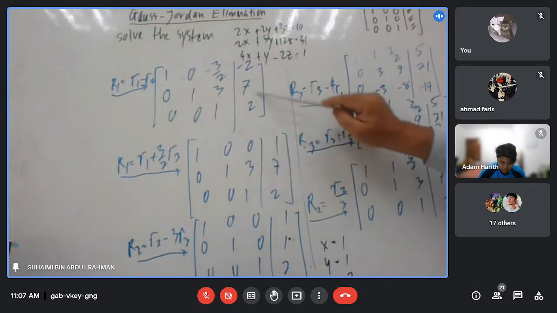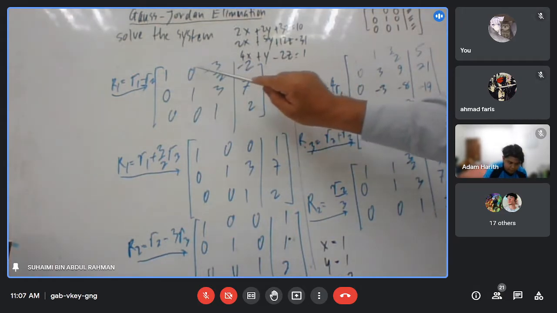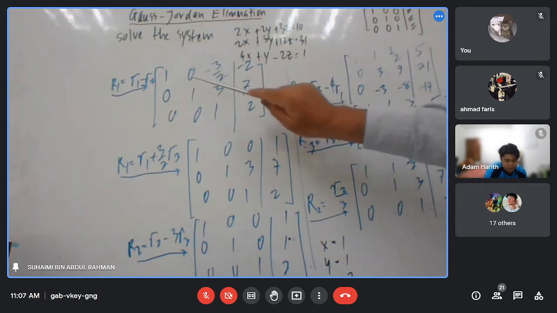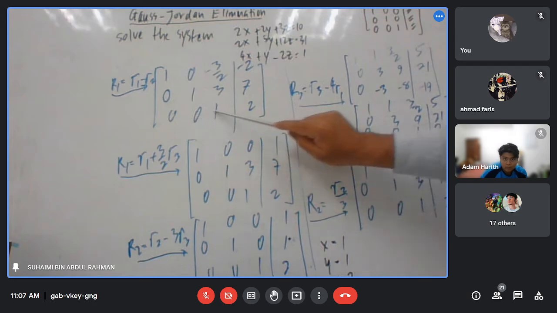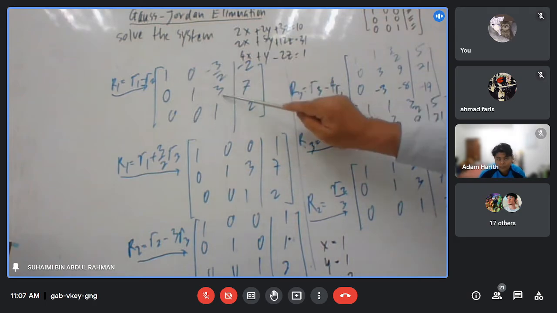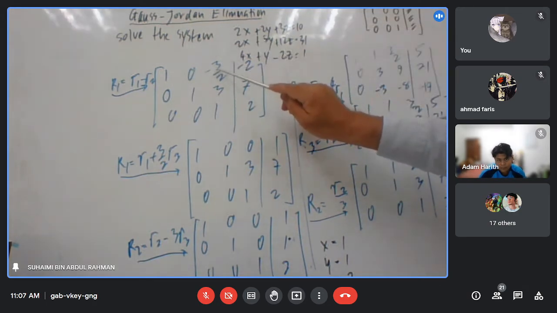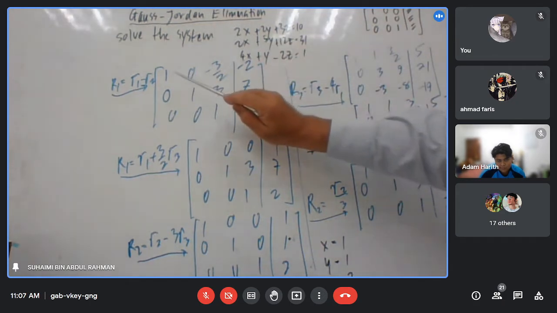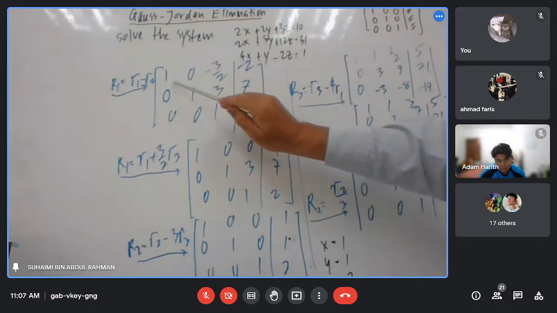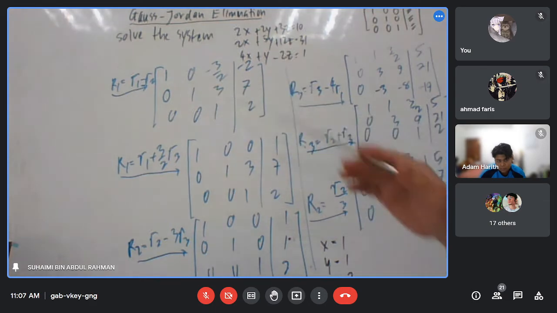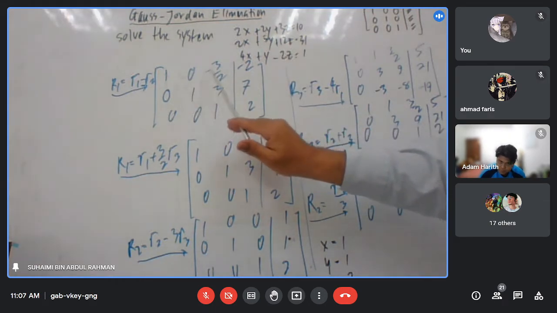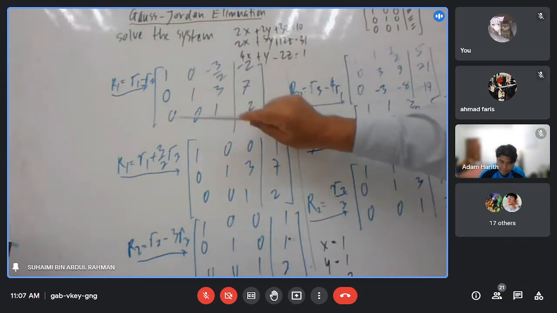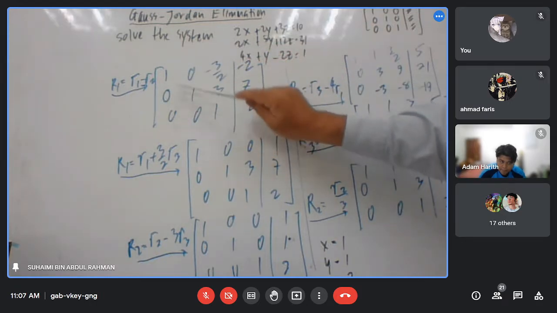Then our matrix looks like this. We still need to make 0 here and 0 here. Remember our journey yesterday: go up. How to make 0 here? At the same time, we want to keep 1 and 0. So to keep 1 and 0 here, we need to do it with row number 1 and row number 3.